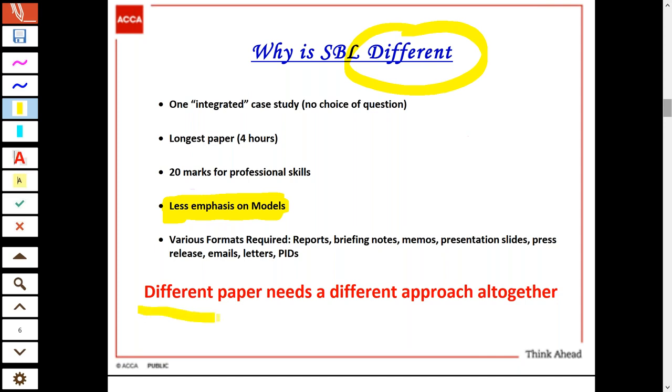A different paper needs a different approach. So you just need to think differently when you are doing SBL. Those techniques which you have used in other papers may not necessarily work in SBL. I will be telling you some strange, interesting techniques which you may not have heard before or applied before. This is only because this paper is different.